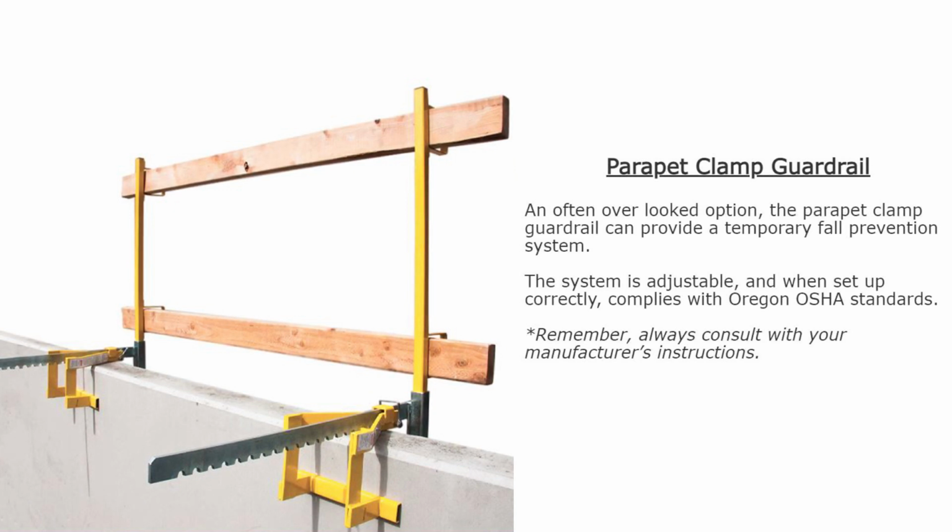Parapet clamp guardrail. An often overlooked option, the parapet clamp guardrail can provide a temporary fall prevention system. The system is adjustable and, when set up correctly, complies with Oregon OSHA standards. Remember, always consult with your manufacturer's instructions.